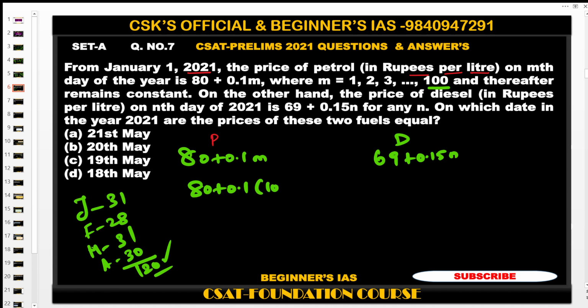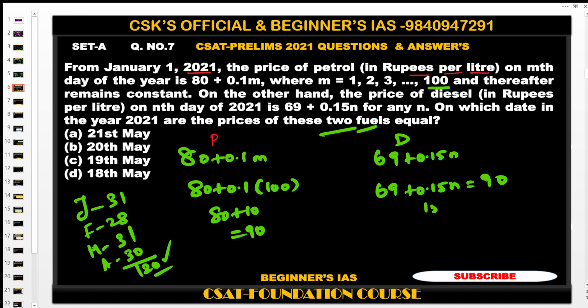So when you are placing 100 here, then 80 plus 10, which is nothing but 90. Now what is the question dealing with this 90? After that this price becomes a constant. Then what you need to do is just equate this with this one. So that is the thing provided here. Two fuels are equal, you need to just equate this one. So then this 0.15 can be written as 15 by 100. Then 90 minus 69 will become 21.